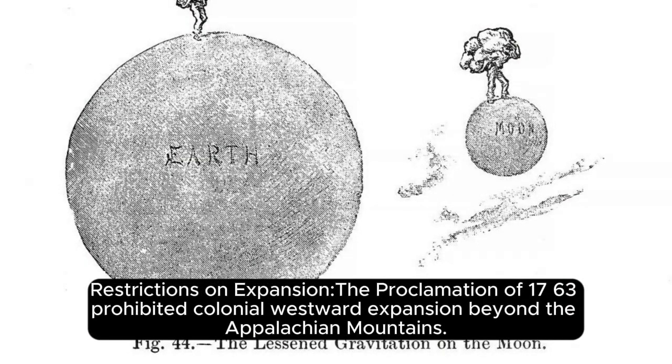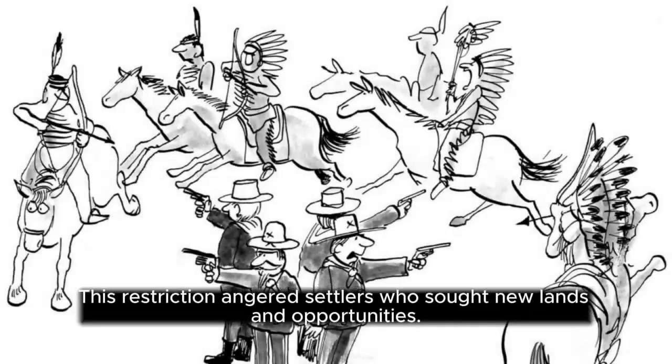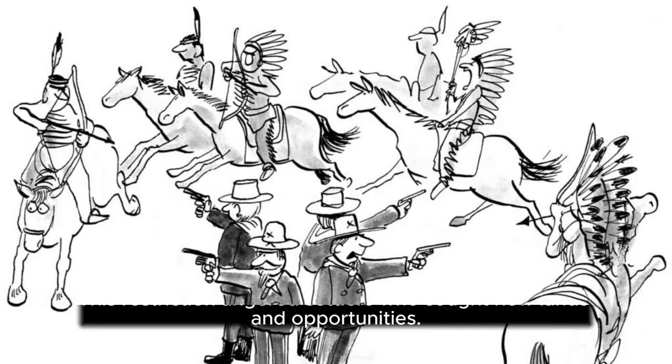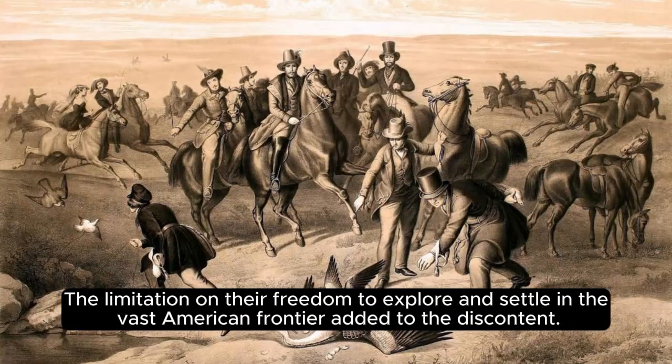Restrictions on expansion. The Proclamation of 1763 prohibited colonial westward expansion beyond the Appalachian Mountains. This restriction angered settlers who sought new lands and opportunities. The limitation on their freedom to explore and settle in the vast American frontier added to the discontent.